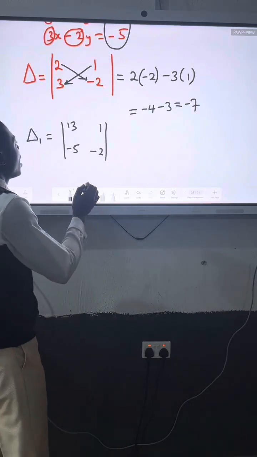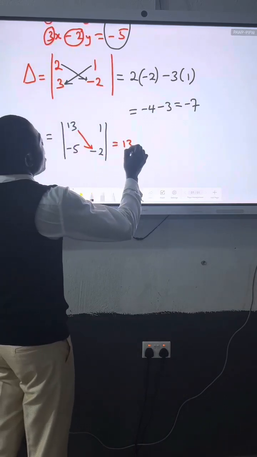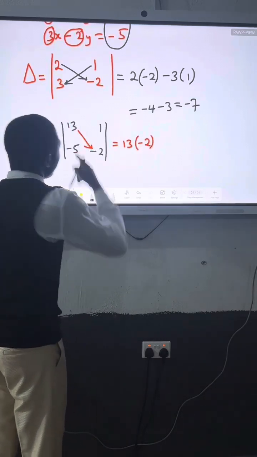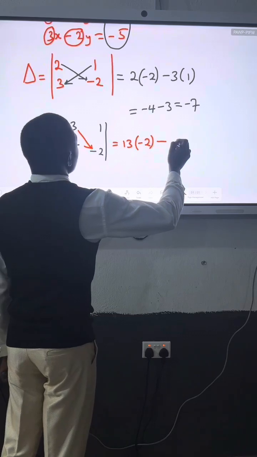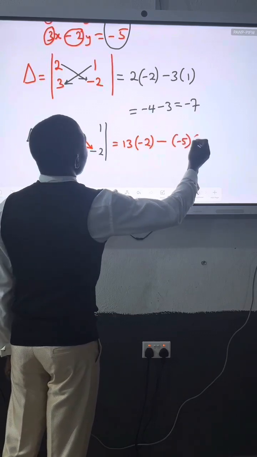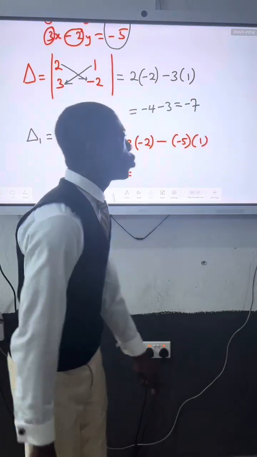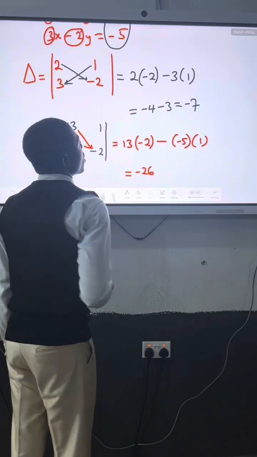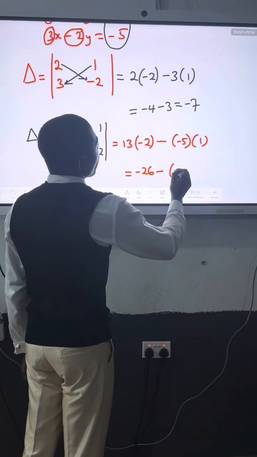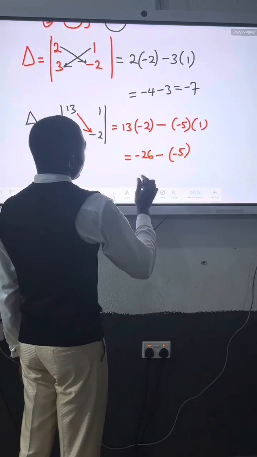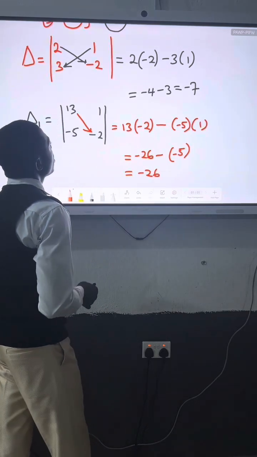Alright, so find the determinant again and see how it goes. Go from left to right. You're going to have 13 times negative 2, that's 13 times minus 2. Then the minus there for the determinant. Then we have negative 5 multiplied by 1. Now let's go. 13 multiplied by negative 2 will give us negative 26. This minus sign should wait for now. Negative 5 times 1, you get negative 5. And then, this is equal to negative 26.